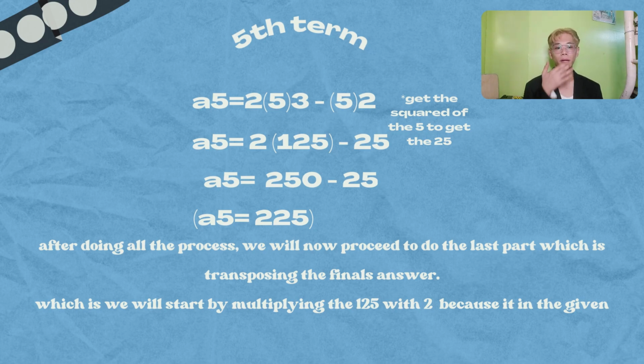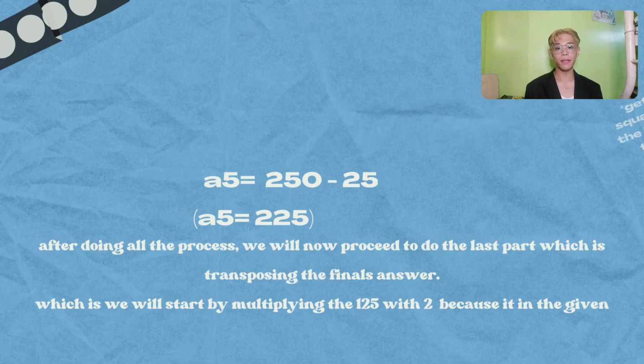After doing all the process, we will now proceed to the last part, which is transposing the final answer. We will start by multiplying the 125 with 2 because it is in the given. It is in the formula, and just subtract the 25 from the product, which results to having the final answer of a5 is equals to 225.